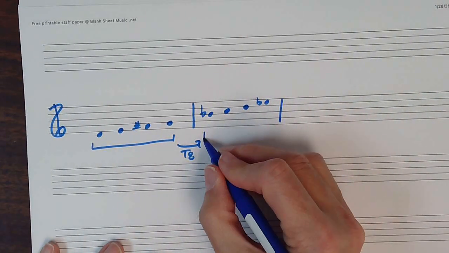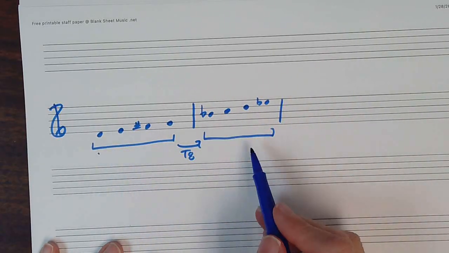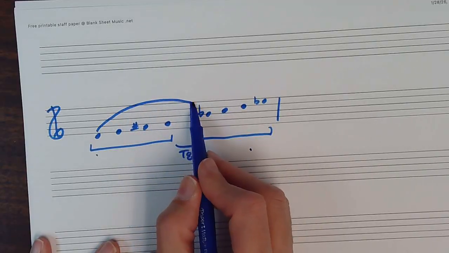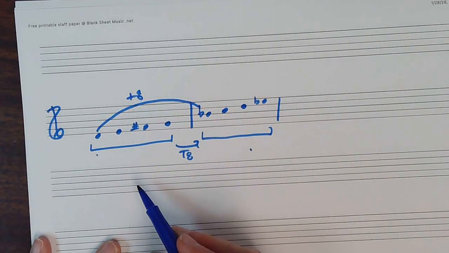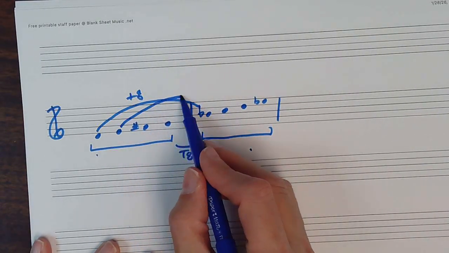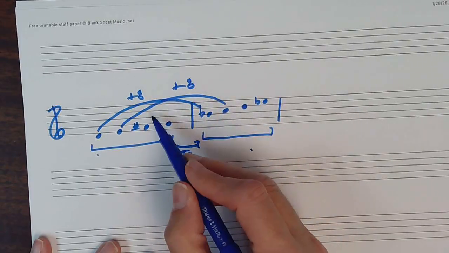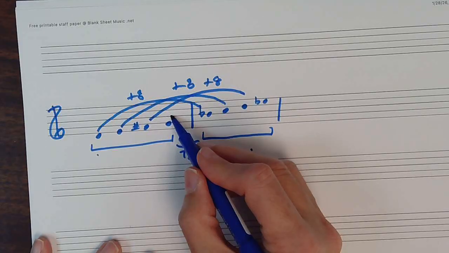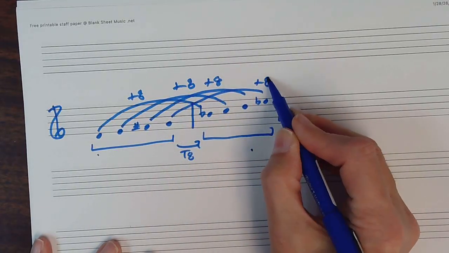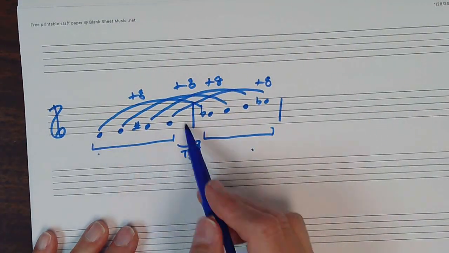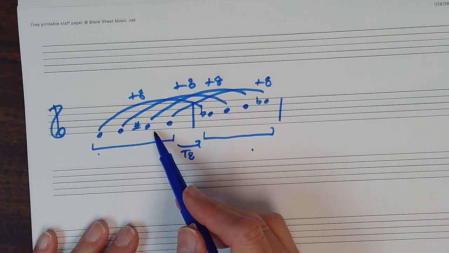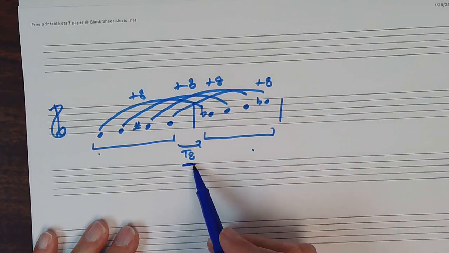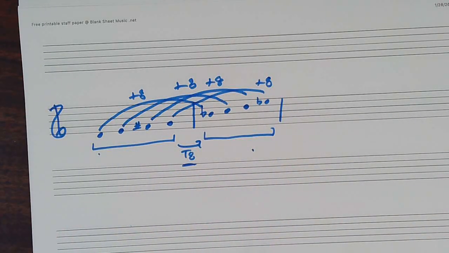Okay, so from this set to this set is T8. And what that means is that from here to here is plus 8. From here to here is plus 8. From here to here is plus 8. And from here to here is plus 8. Okay, so for every note in the initial set, there is a note that corresponds to it in the second set that is 8 half steps higher.